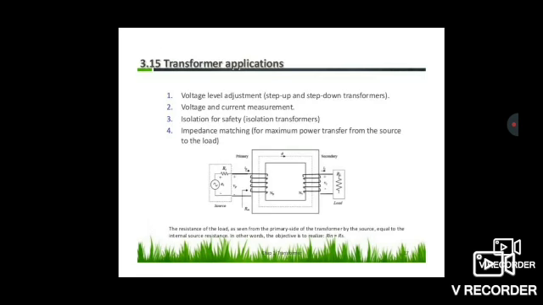Transformer applications. Voltage level adjustment, that is, step up and step down transformers, are used for voltage adjustment. Then it is used for voltage and current measurement, that is, potential transformer and current transformer are used for the voltage and current measurement. Then it is used for isolation purpose for safety. Then impedance matching for maximum power transfer from the source to the load. These are the applications of the transformer.